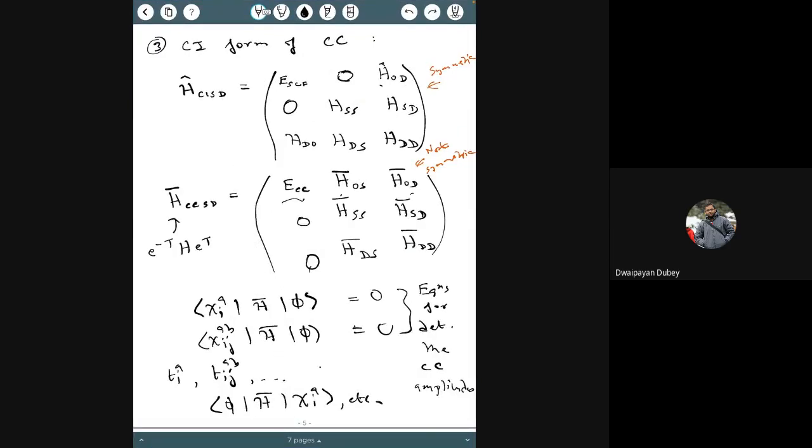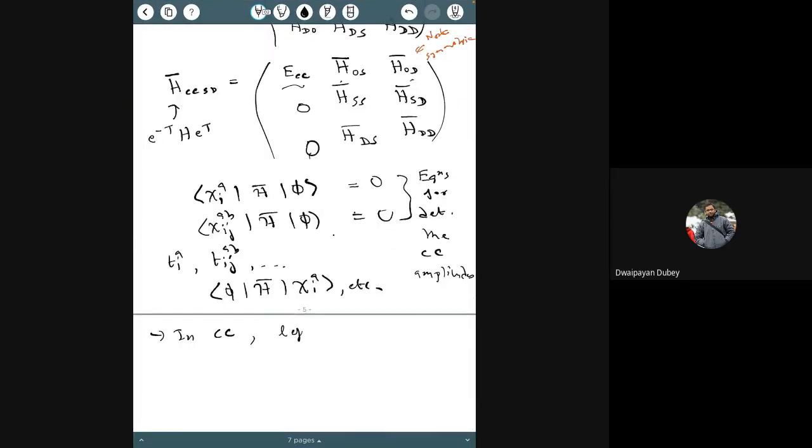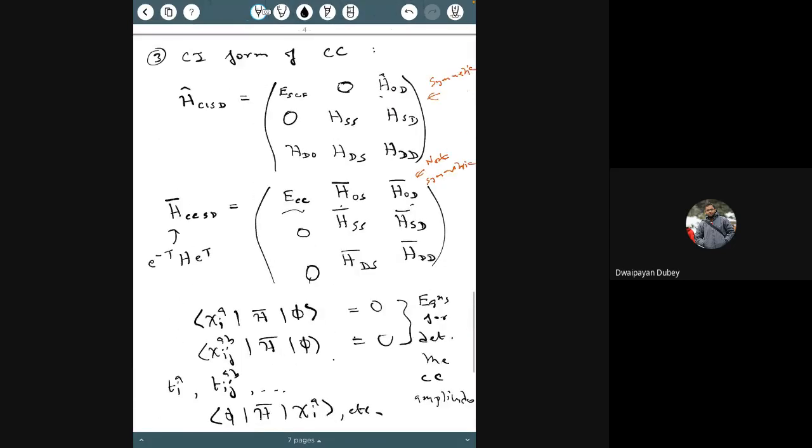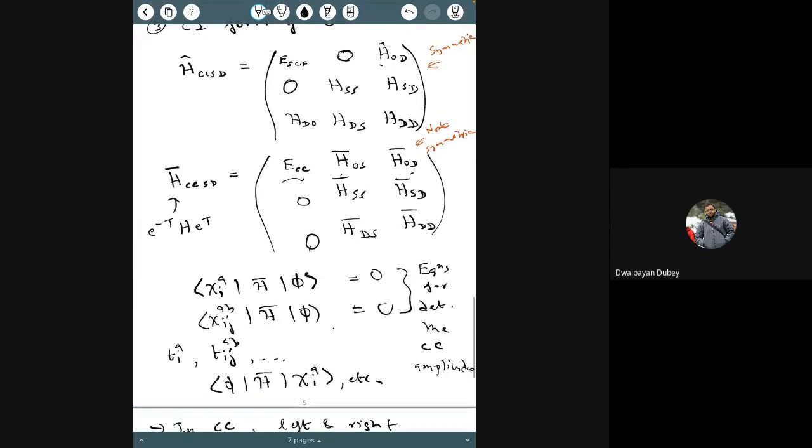Ma'am, in the matrix of the HCISD, the first means 1 cross 1 element, what you have written in the suffix of energy over here, this is SCF. Yes, that. And the Hartree-Fock energy, yes.